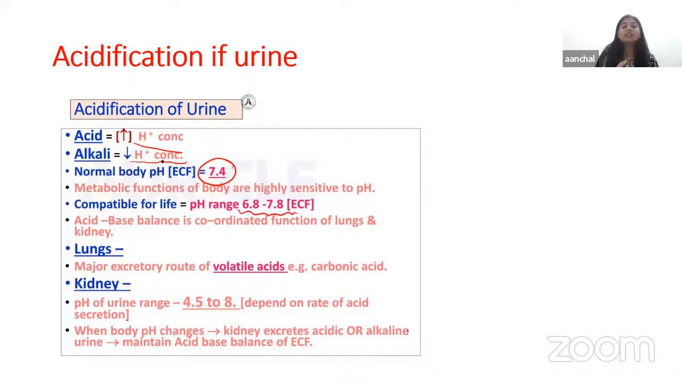Acid-base balance is the coordinated function of the lungs and kidney. The lungs are the major excretory route of volatile acid, that is carbonic acid. And the kidney's urine pH ranges between 4.5 to 8, depending on the rate of acid secretion. Whenever body pH changes, the kidney starts excreting acidic or alkaline urine and maintains the acid-base balance of extracellular fluid. In other words, the kidney plays a very important role in maintaining acid-base balance by excreting more hydrogen ions and retaining bicarbonate.